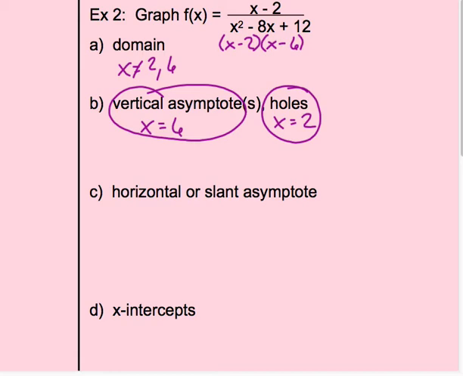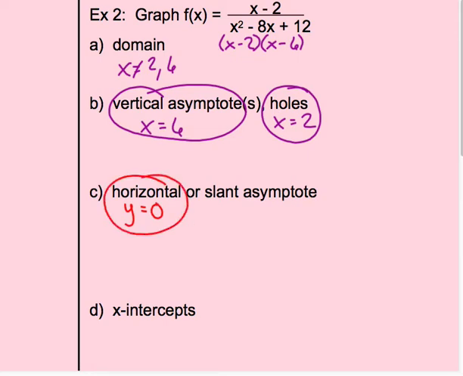Looking for any horizontal or slant asymptotes, we look at the degree of the numerator and the degree of the denominator. The degree of the numerator is 1, the degree of the denominator is 2. When the degree of the numerator is smaller, you have a horizontal asymptote at y equals 0.